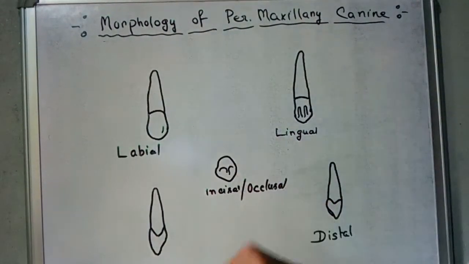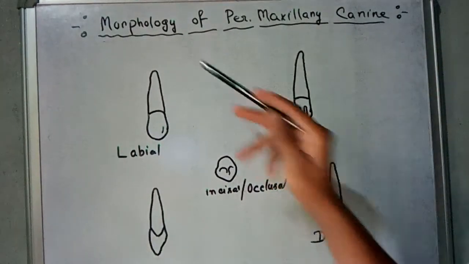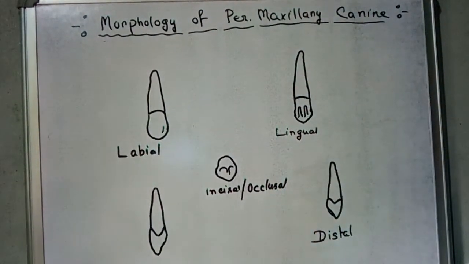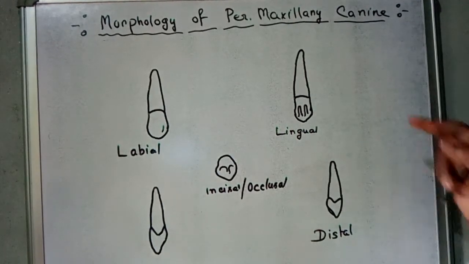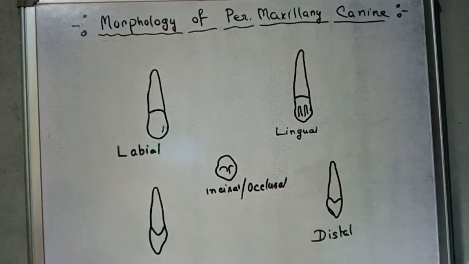Today in this video we'll discuss the morphology of the permanent maxillary canine. Permanent maxillary canines are very long and stable teeth. There are a total of four canines, two maxillary and two mandibular, with a single pointed cusp. So these teeth are also called cuspids.